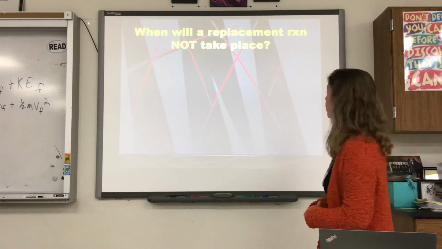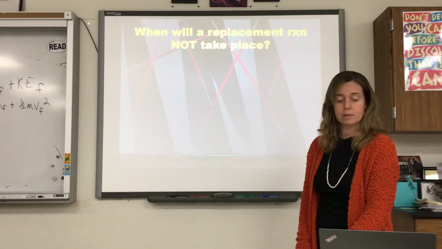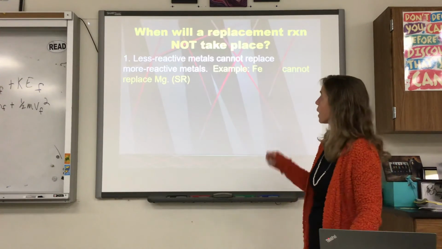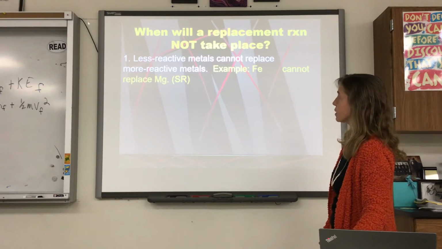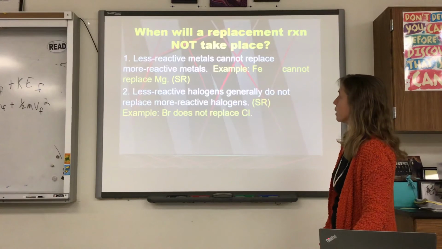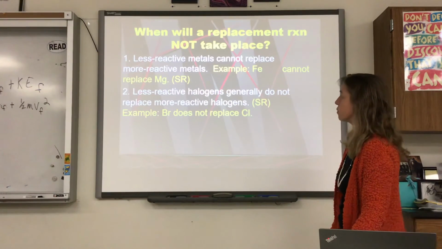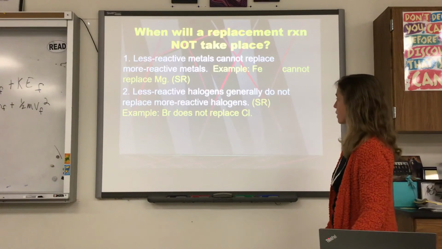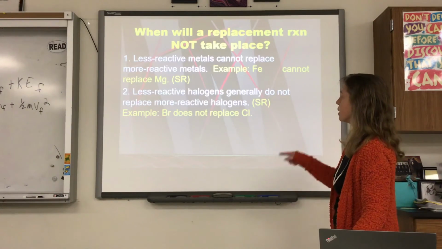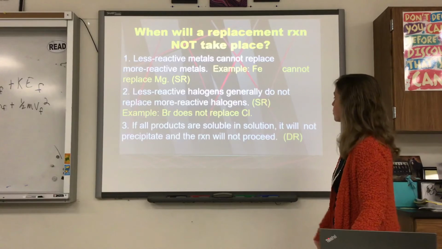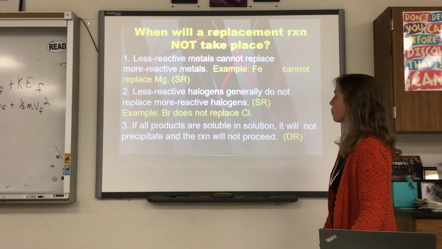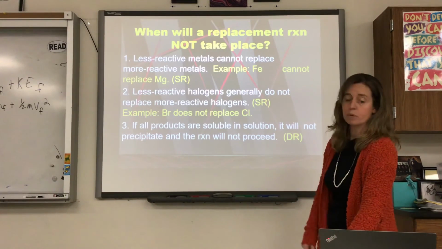When will a reaction not take place? Less reactive metals cannot replace more reactive metals, so iron cannot replace magnesium. Less reactive halogens generally do not replace more reactive halogens. Bromine does not replace chlorine. And if all the products are soluble in solution, it will not precipitate and the reaction will not proceed.